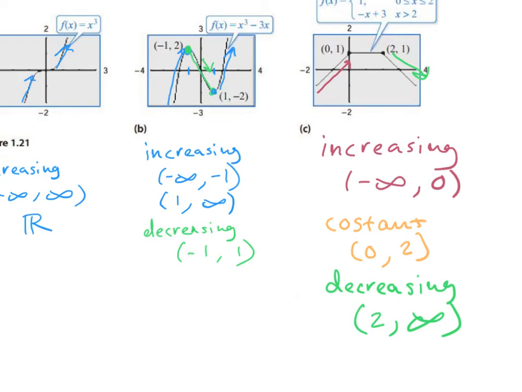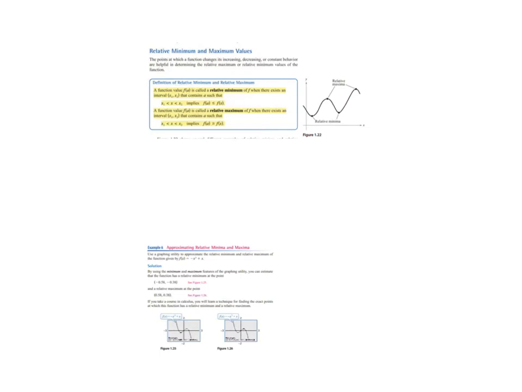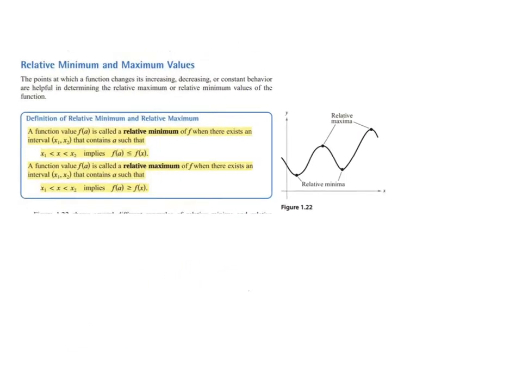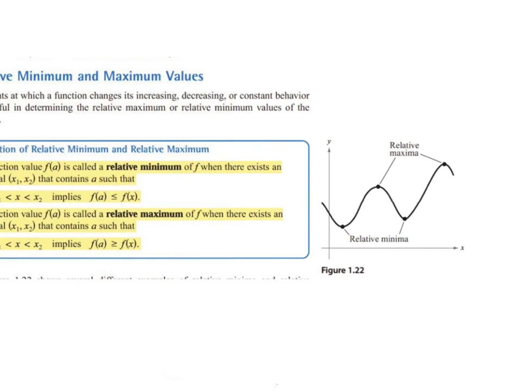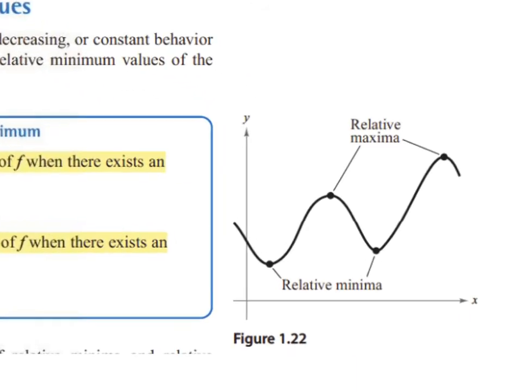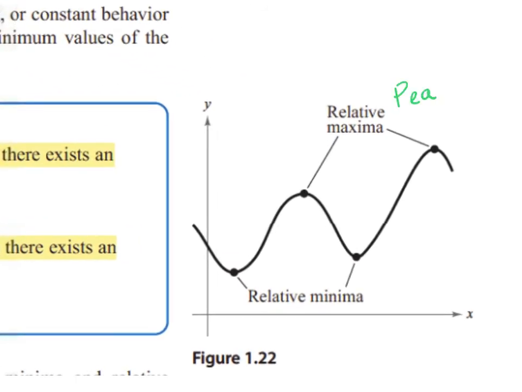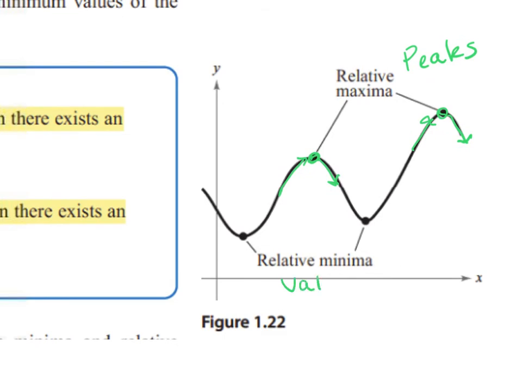Any questions? All right, next we have relative max and min. So the relative max is where it changes from increasing to decreasing. So relative max is always going to be our peaks of the graph. And then our relative min is always going to be the valleys. So when it goes decreasing to increasing.